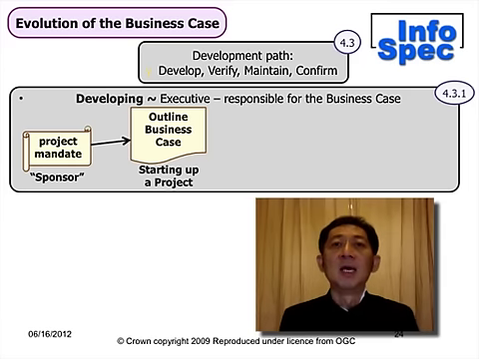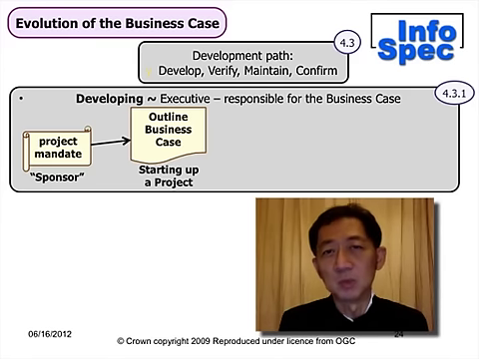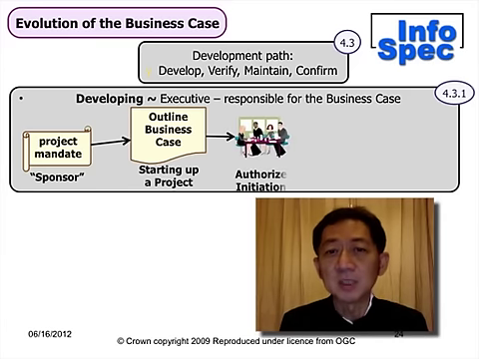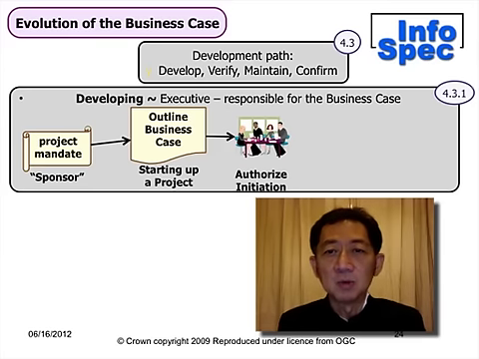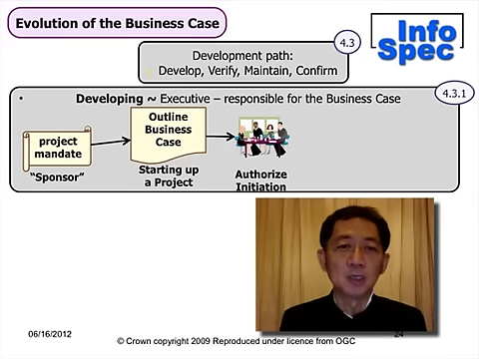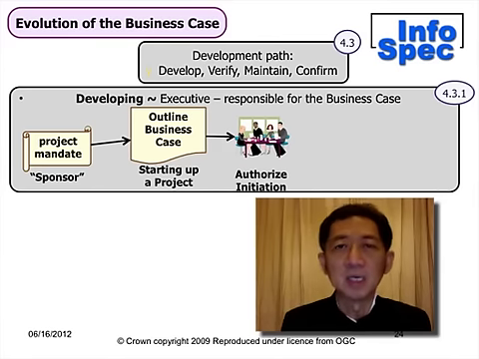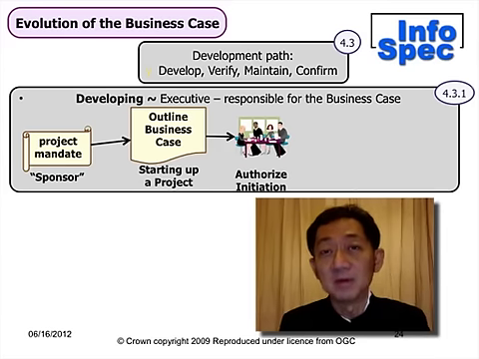Starting up a project, as you will see later on when we talk about processes, is the pre-project process, where we do a quick figuring out as to whether it's worthwhile to proceed to the detailed planning of the project. That happens in the initiation stage of the project. And those little figures, those four people sitting around the table, refer to the project board. The project board authorizes initiation, which is taking the outline business case and looking at the viability of even starting this project.